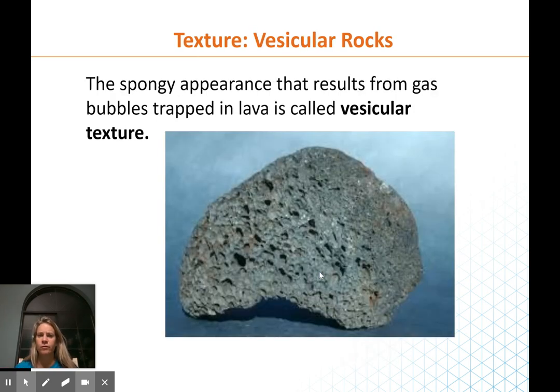And then this is what we refer to as vesicular. So vesicular is, it's got little holes in it. So you can see this is a piece of scoria is what it looks like. But it's got little holes in it. And that's a vesicular texture. So pumice is a great example. Pumice actually has so many holes that it floats. It's the only rock that actually floats on water.